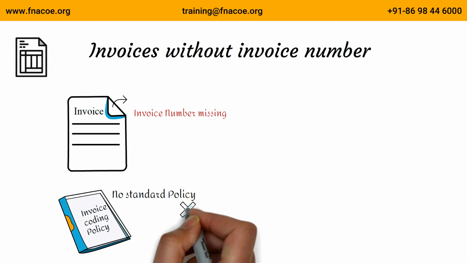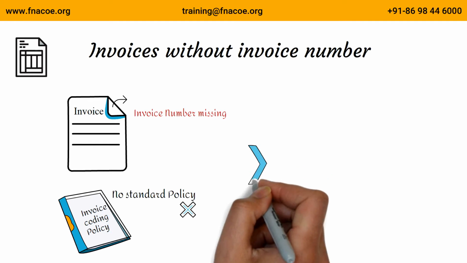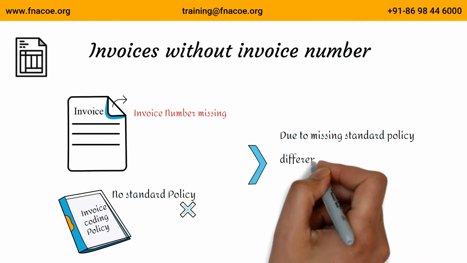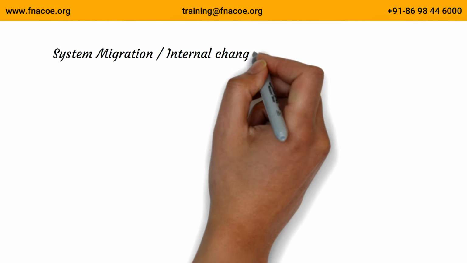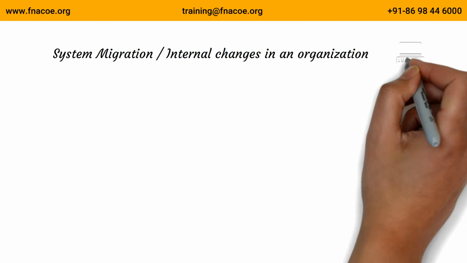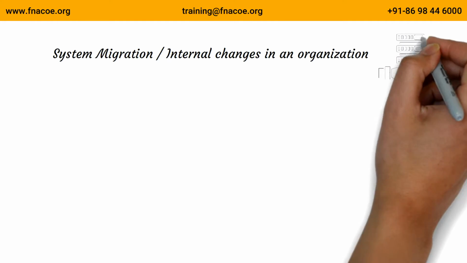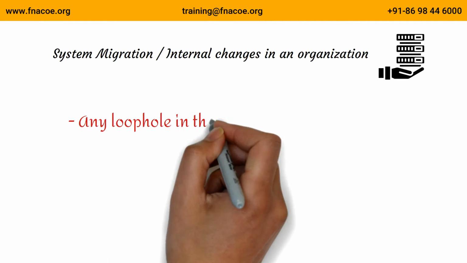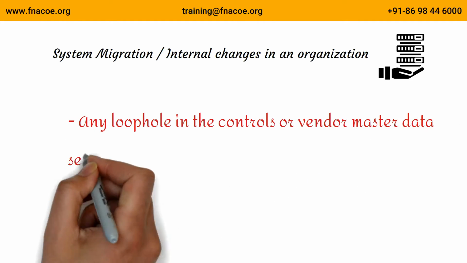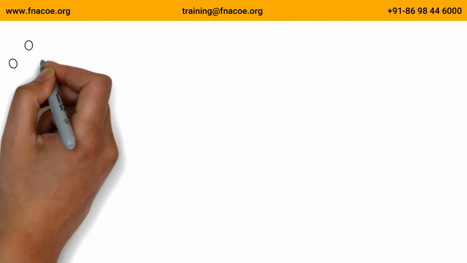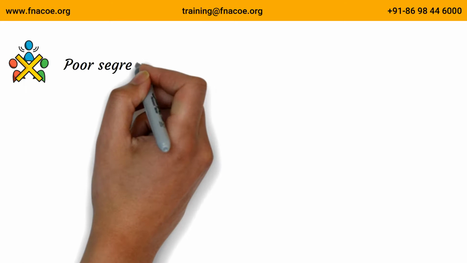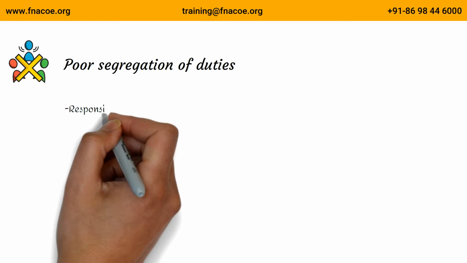Instead, different invoice processors follow different methods and permutations to add the invoice number into a system, leading to duplicate or multiple invoice processing. System migration or system integration could be one more reason. Such issues generally happen when companies decide to shift from old accounting software to new accounting software. This is a critical phase. Any loophole in the controls or vendor master data setup can result in financial risk, leading to duplicate payments and fraud.